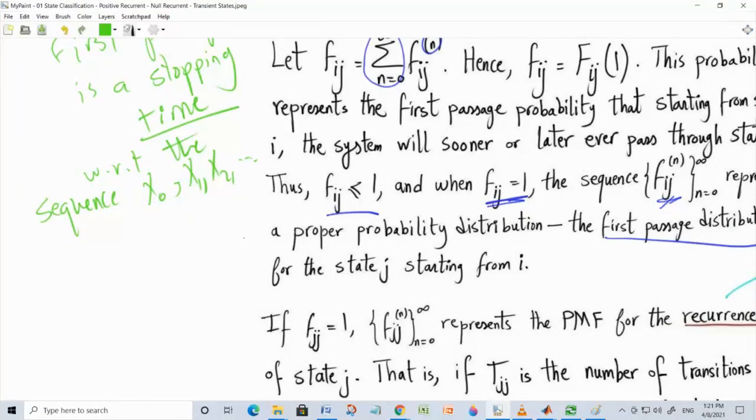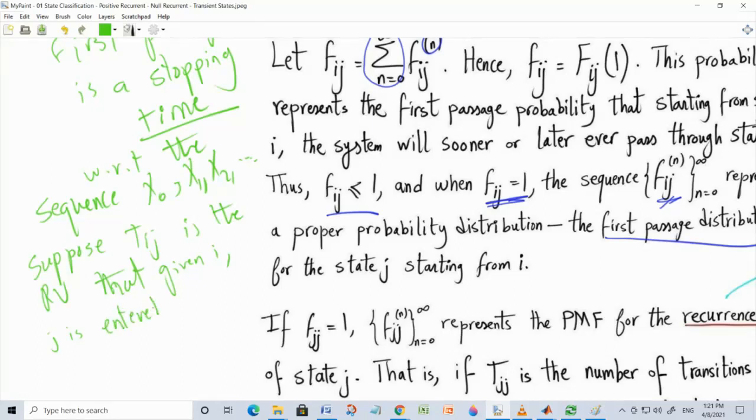What is basically the meaning of this? Suppose that you are studying this random variable, which is the number of steps, or the time, that is needed so that, given that you start in i, you enter into state j for the first time. So suppose Tij is the random variable that, given i, j is entered for the first time.